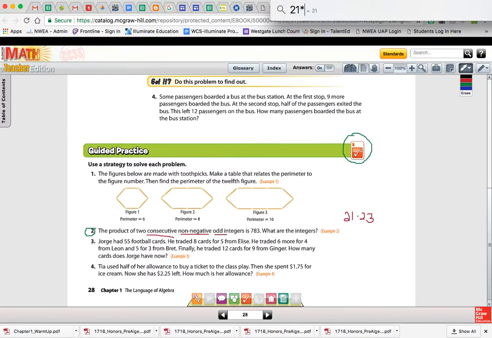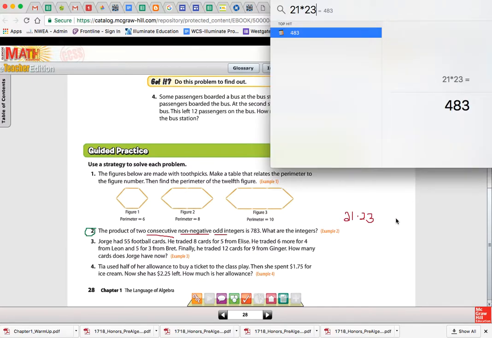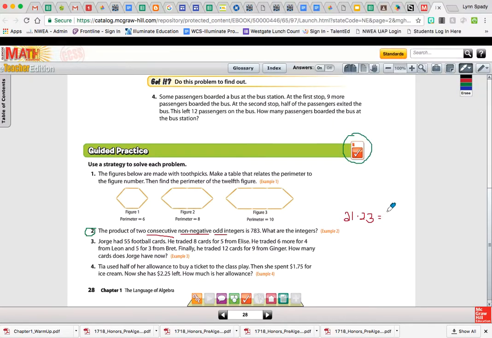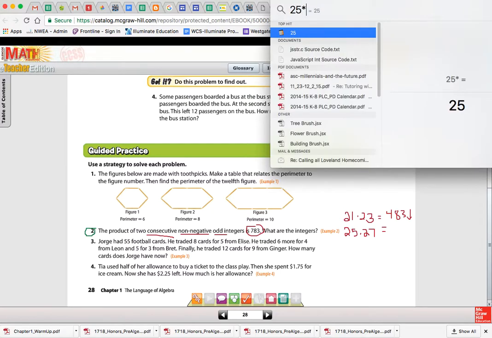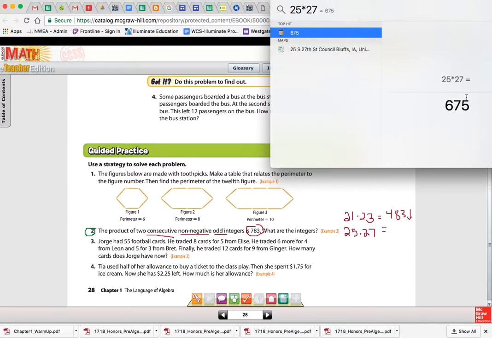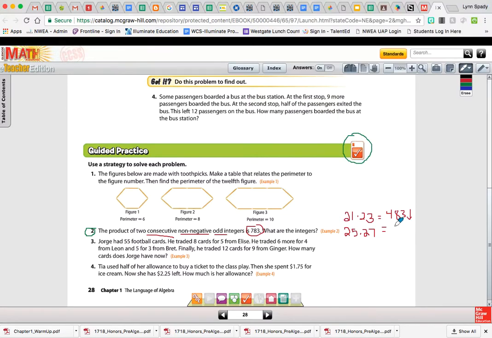So 21 times 23 is 483. So I'm going to put down 483, and that is too low because I'm trying to get to 783. So I might pop up a little bit to 25 times 27. And when I take 25 times 27, again, as long as you're documenting your work, it's fine to use a calculator. 25 times 27 is 675. So we're getting closer to our answer.